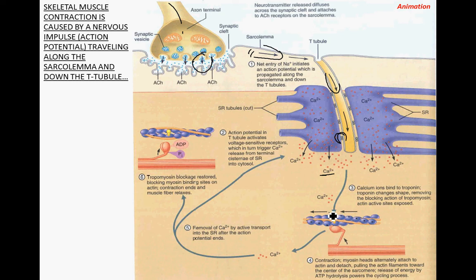This now allows an energized myosin head, shown here, to form a cross bridge, and that myosin will change its shape. The myosin molecule actually changes shape after it binds. Changes shape, and that change of the shape then pulls the actin in this direction and away from the Z line. That calcium ion, if it remains in there, that muscle will continue to contract.